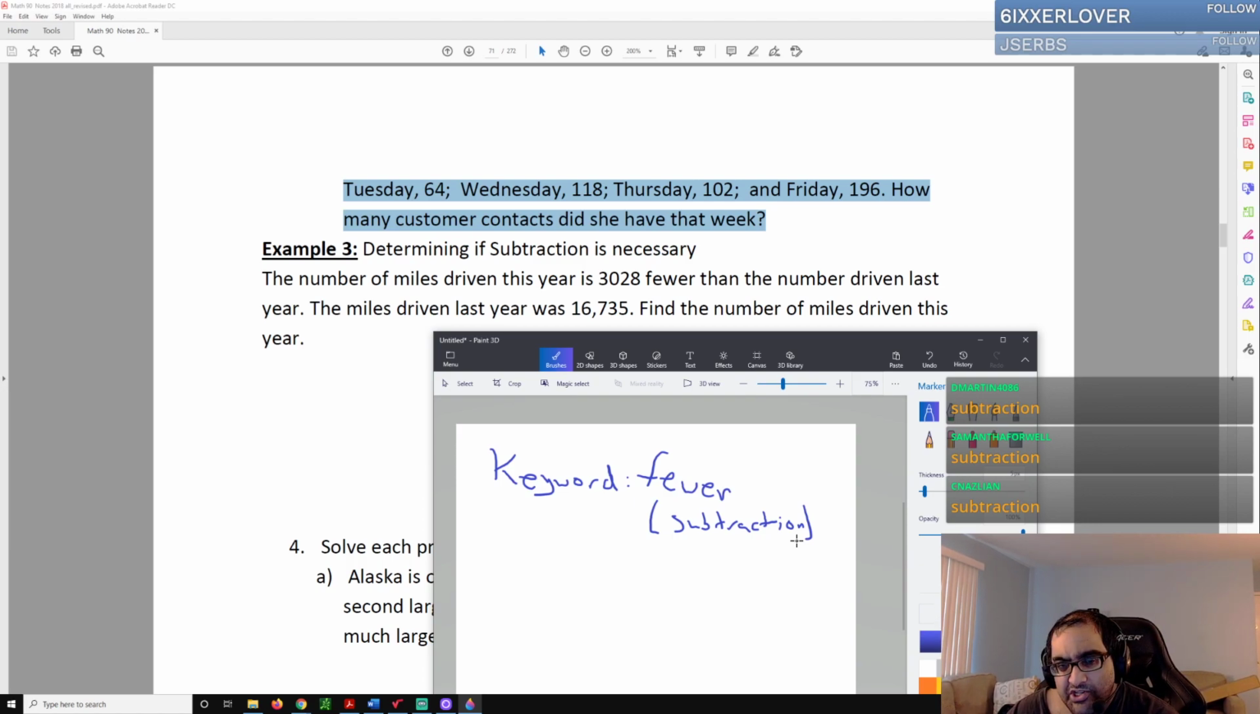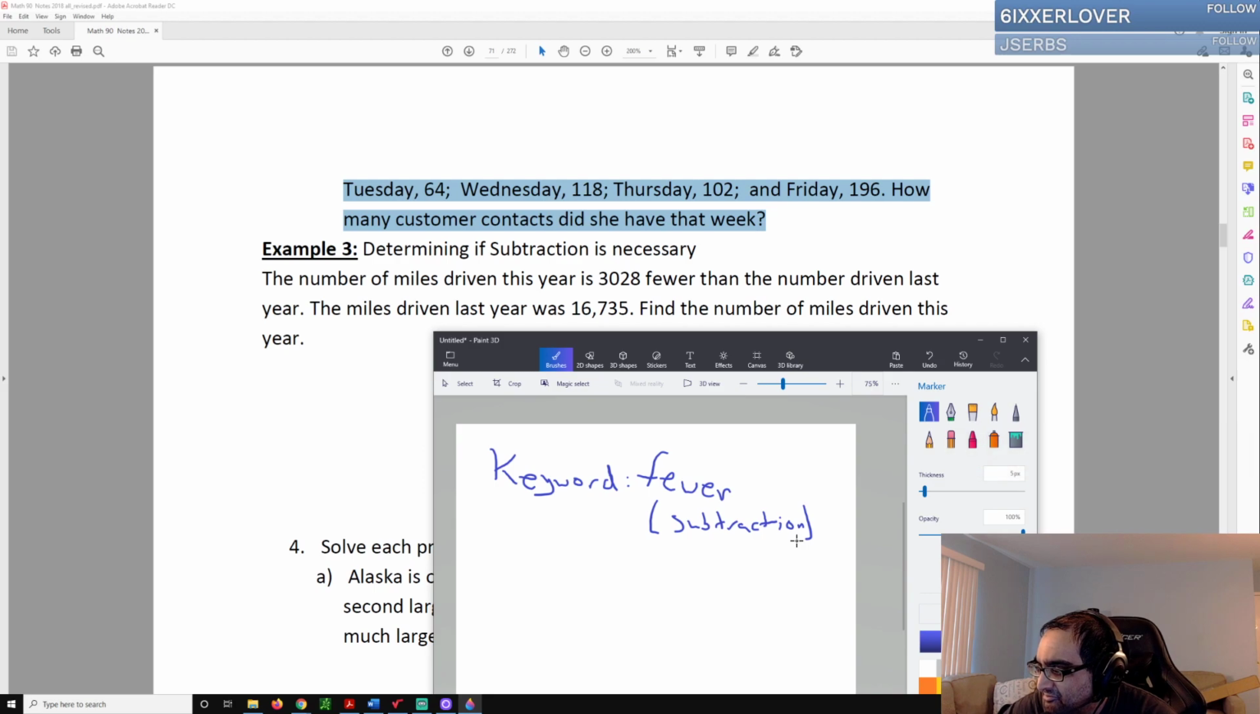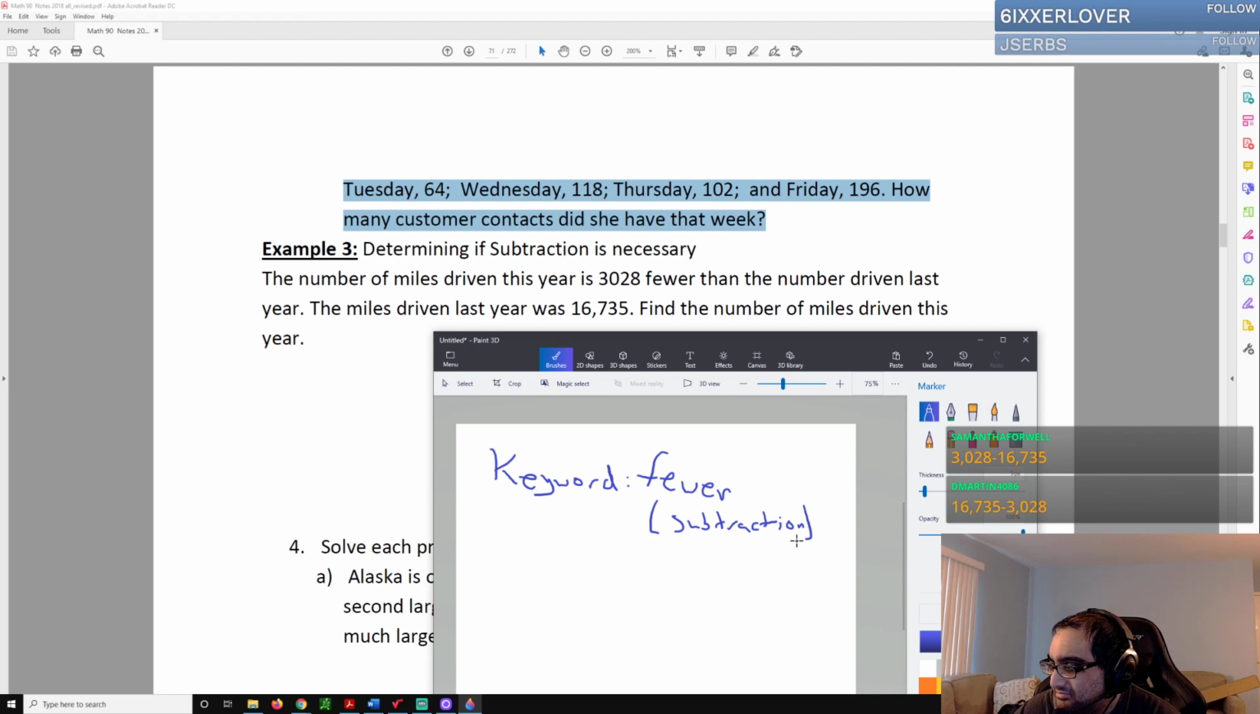Because then the problem and the answer could easily change. So how would we set up this problem if we're going to solve for the number of miles driven this year? How should we set up this problem? All right, be careful about this one. Yeah. All right. Very good.